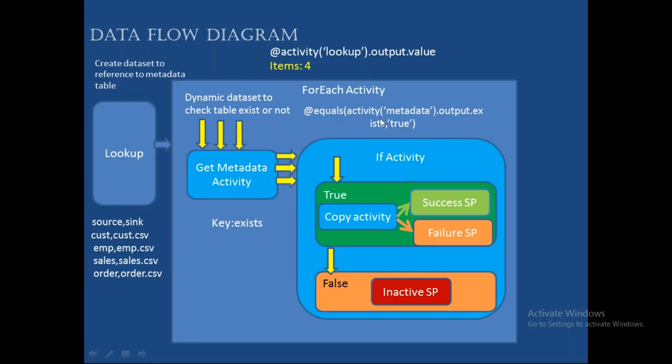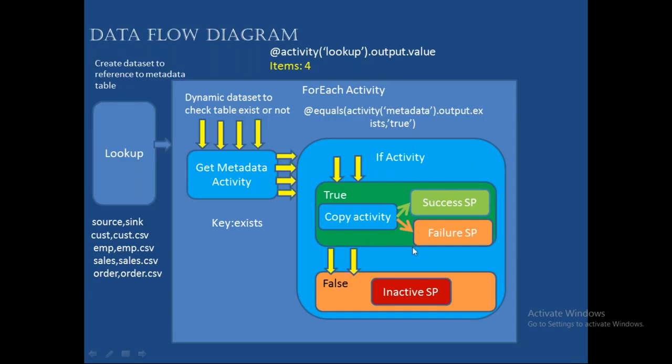Next, pass the third table and pass the third table results. Okay, if it is true, here also the if condition evaluates to true, I will execute the copy activity, success stored procedure and the failure stored procedure. Finally, the fourth table I will pass. I will check whether it exists or not. Let's say it is not available. I will go to false and execute inactive SP. Something like that. My entire for each is executed. The for each status will be succeeded or failed.